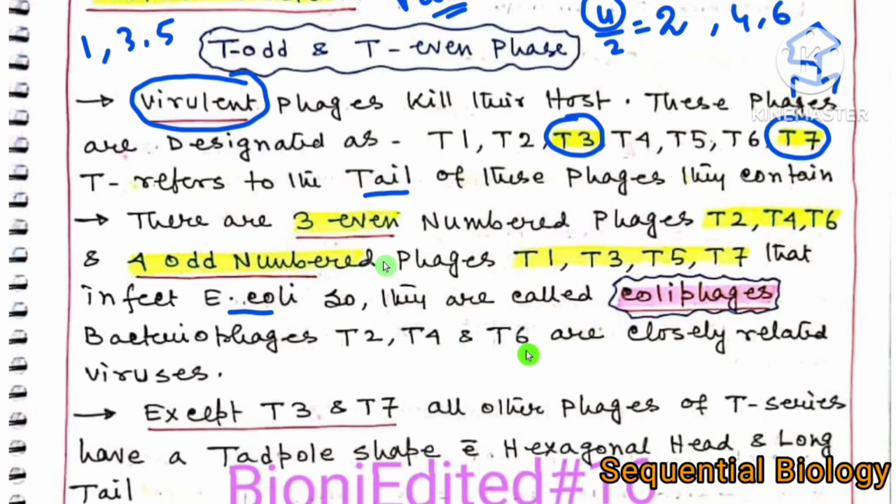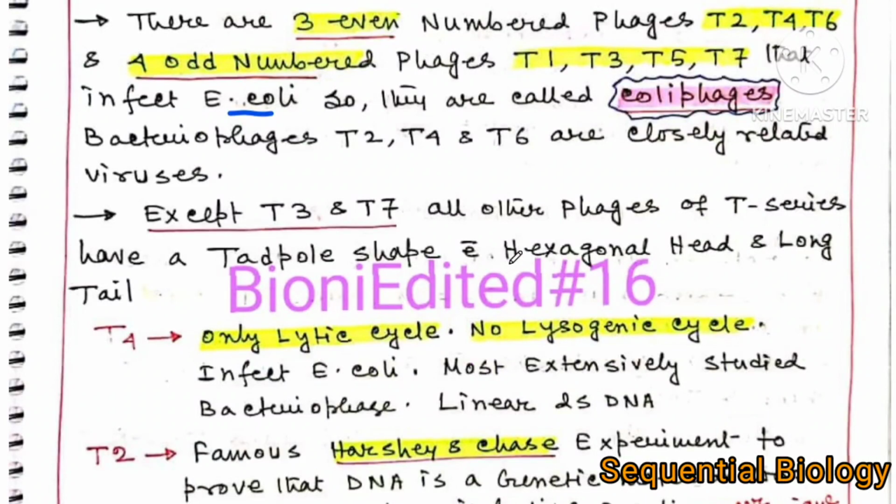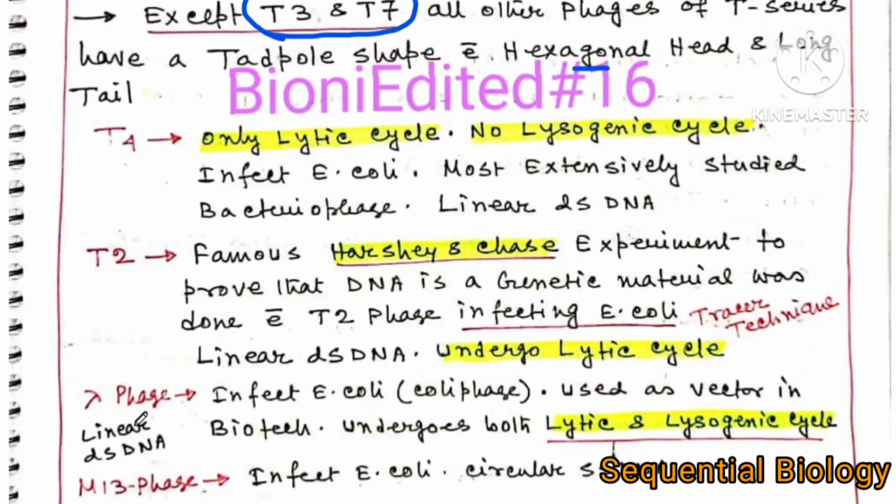Bacteriophages T2, T4 and T6 are closely related viruses. Except T3 and T7, all other phages of the T series have a tadpole shape with a hexagonal head and long tail. This hexagonal head and long tail cannot be seen in T3 and T7, but all other phages contain a hexagonal head and long tail. We will discuss their structure in the next classes. Now the most important phages are T4, T2, lambda phage, M13 phage, phi X 174 bacteriophage. There are different types of bacteriophage, and here we will only discuss the important phages.